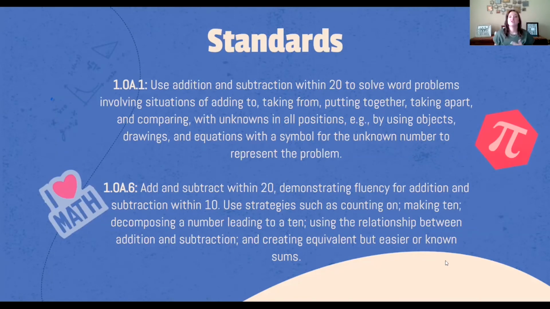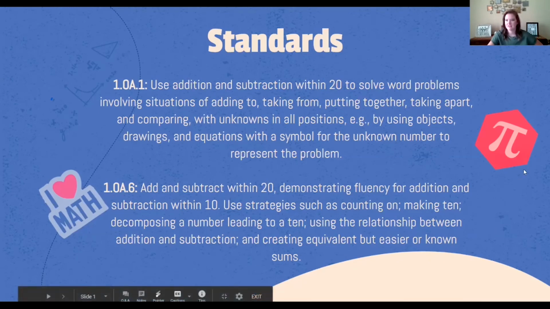All right, so the next one we have is add and subtract within 20, demonstrating fluency for addition and subtraction within 10. Use strategies such as counting on, making 10, decomposing a number leading to 10, using the relationship between addition and subtraction, and creating equivalent but easier or known sums. We've been working with this one for a while, and our favorite word in this one is fluency, because we love to practice fluency so we can get better and quicker at our math, right? Of course. All right, so now let's move on to our objectives.